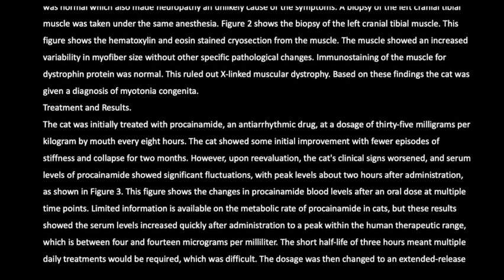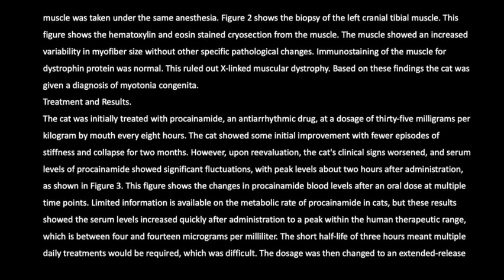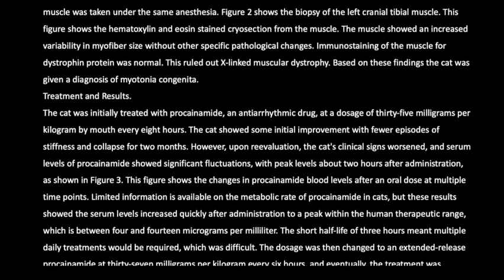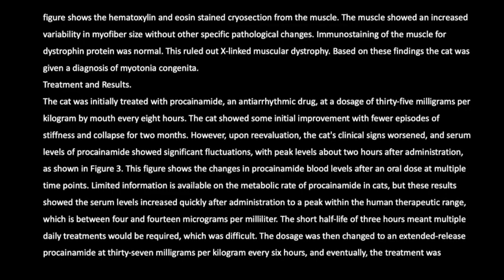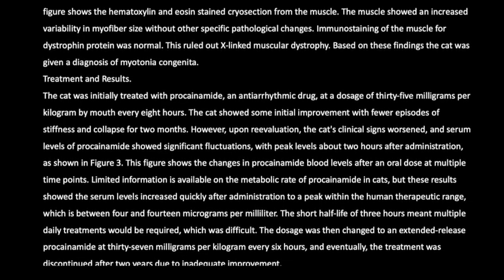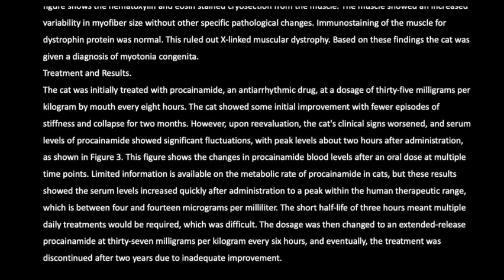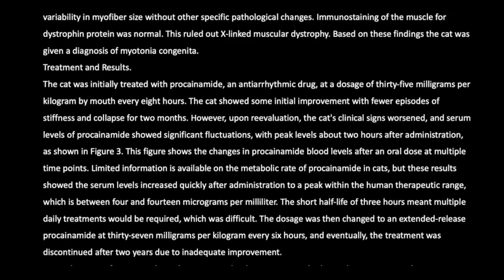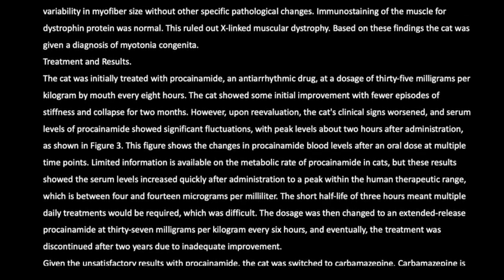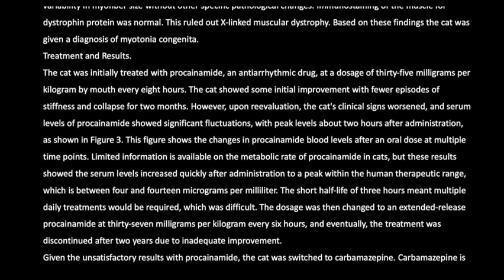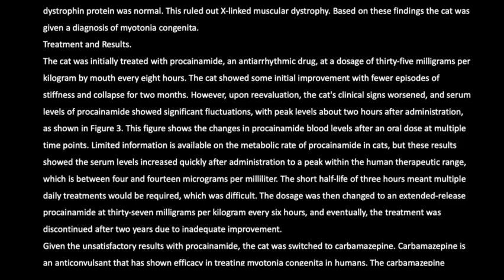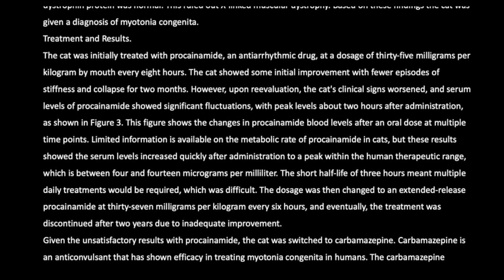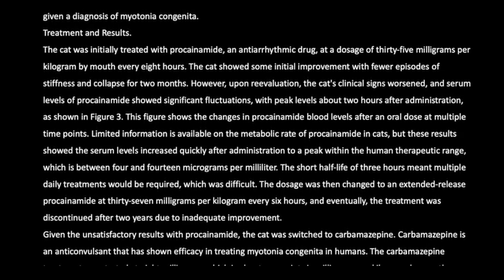Treatment and results. The cat was initially treated with Procainamide, an antiarrhythmic drug, at a dosage of 35 mg per kilogram by mouth every 8 hours. The cat showed some initial improvement with fewer episodes of stiffness and collapse for 2 months. However, upon reevaluation, the cat's clinical signs worsened, and serum levels of Procainamide showed significant fluctuations, with peak levels about 2 hours after administration, as shown in Figure 3.